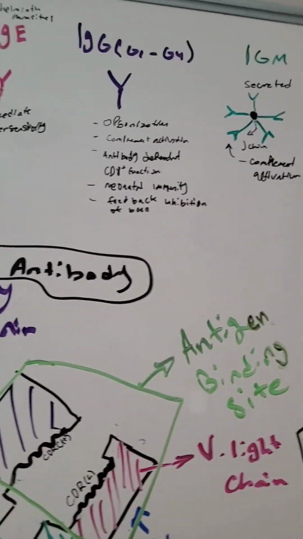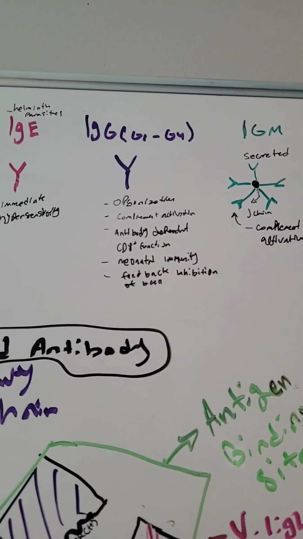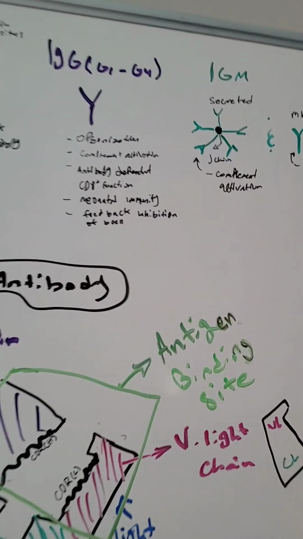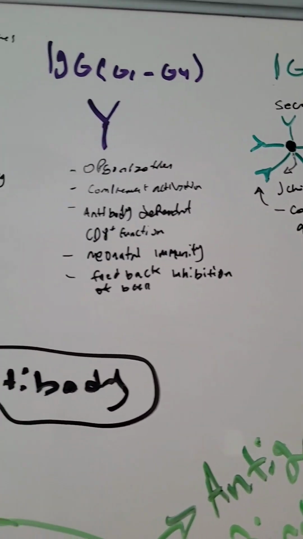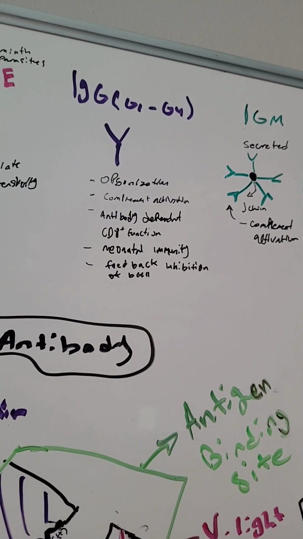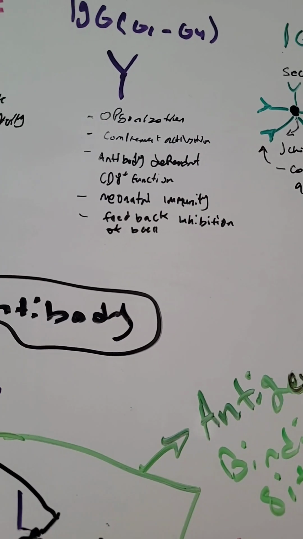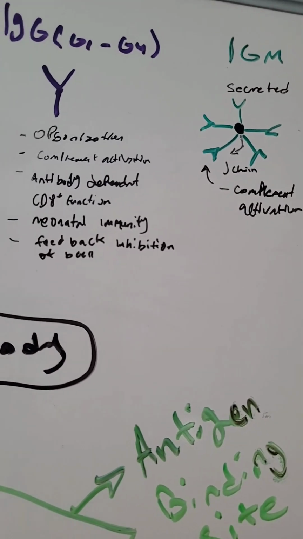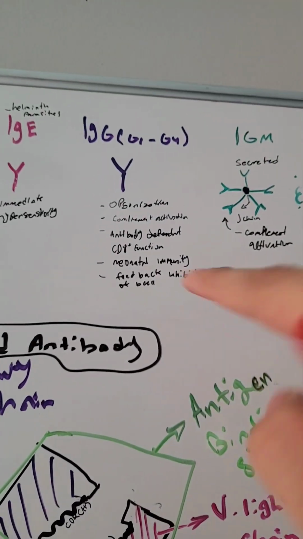IgG, one of the most important antibodies in the body. If you have to remember one, just remember this. It has 4 subtypes: IgG1, IgG2, IgG3, IgG4. It can be used in opsonization, complement activation, and antibody-dependent cell-mediated cytotoxic function. It can be used in neonatal immunity, meaning that your parent will actually give you an IgG that passes through the placenta. And it can be used in feedback inhibition of B cells.